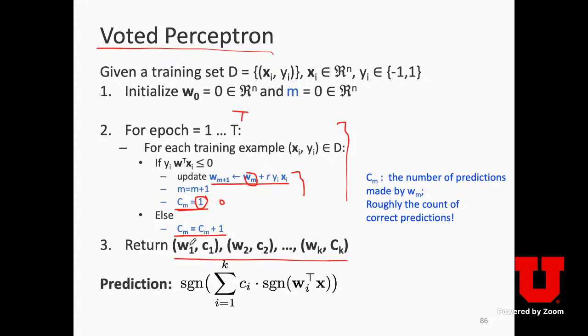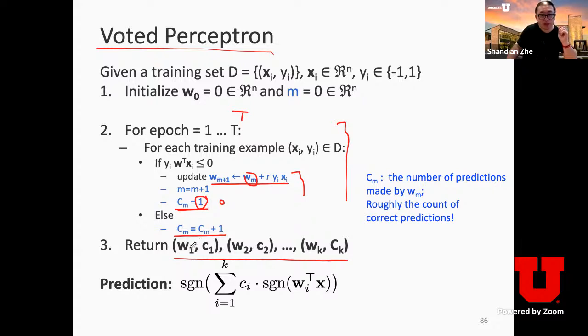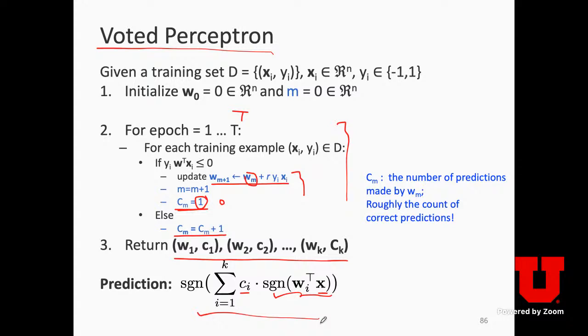After we have collected these weight and count pairs, when we use them to make a prediction for a new test example x, we first use each distinct weight vector to make a prediction, take the sign of the prediction score, and then vote their prediction by the current c. Finally, we compare the total votes of the positive predictions and negative predictions, and pick the one with the larger vote. This part is exactly the same as AdaBoost. Okay, cool. Thank you.